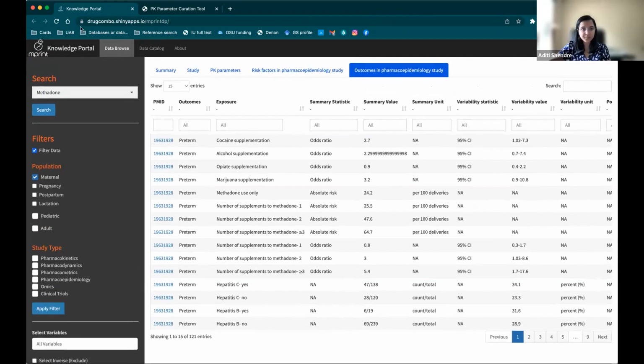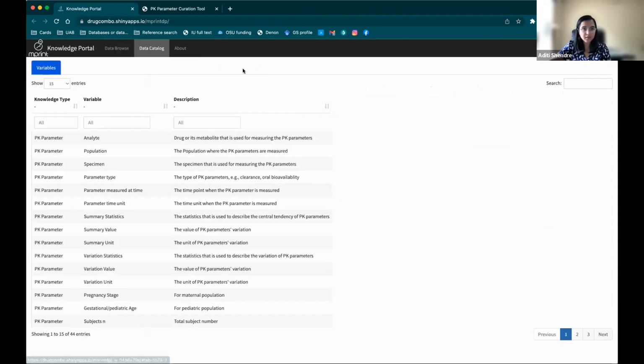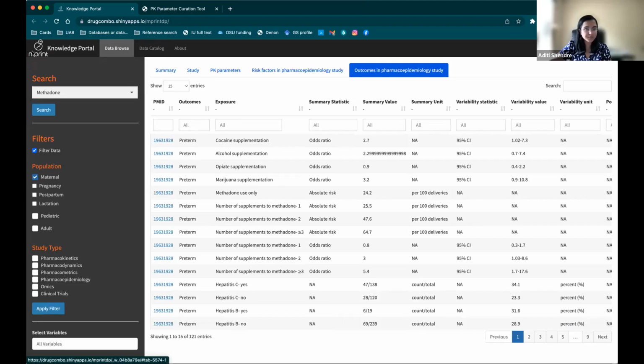And we created a data catalog. It's more like a data dictionary for now, where we're describing what each of the variables themselves is, to explain what the person is looking at. So that is what we have so far.